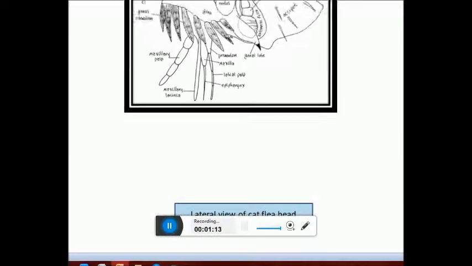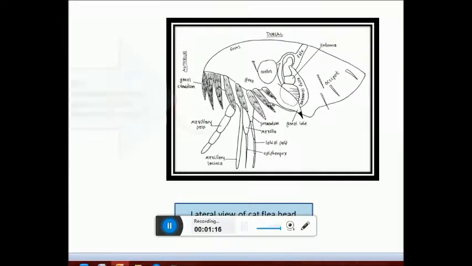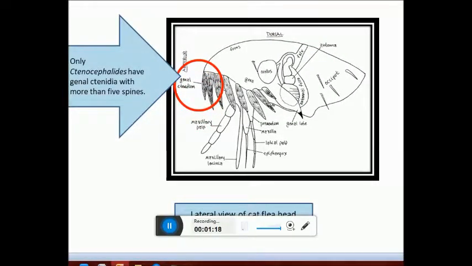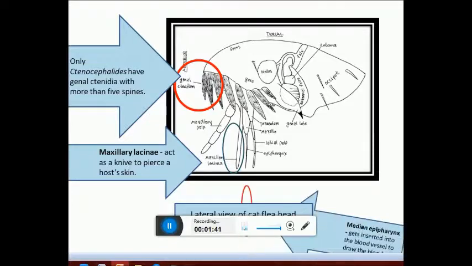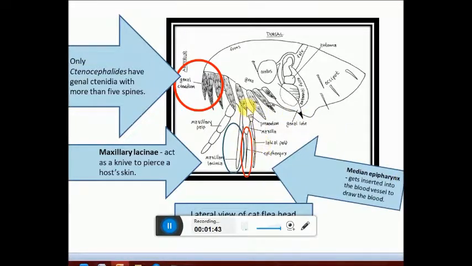So this is the lateral view of the cat flea head. Only Ctenocephalides has genal ctenidia with more than 5 spines like this, which is 1, 2, 3, 4, 5, 6, 7, 8 spines. And next is the maxillary lacinia that acts as a knife to pierce the skin, and the median epipharynx that gets inserted into the blood vessel to draw the blood.